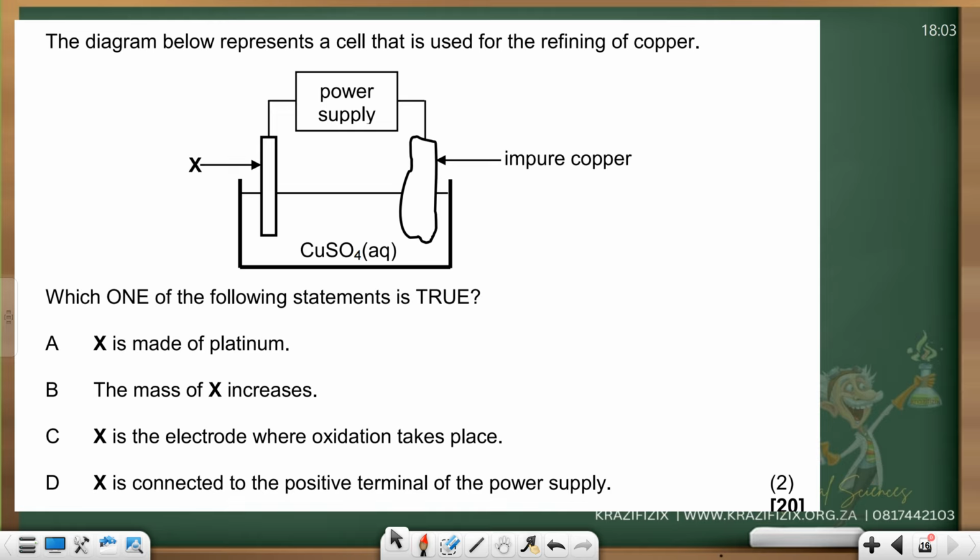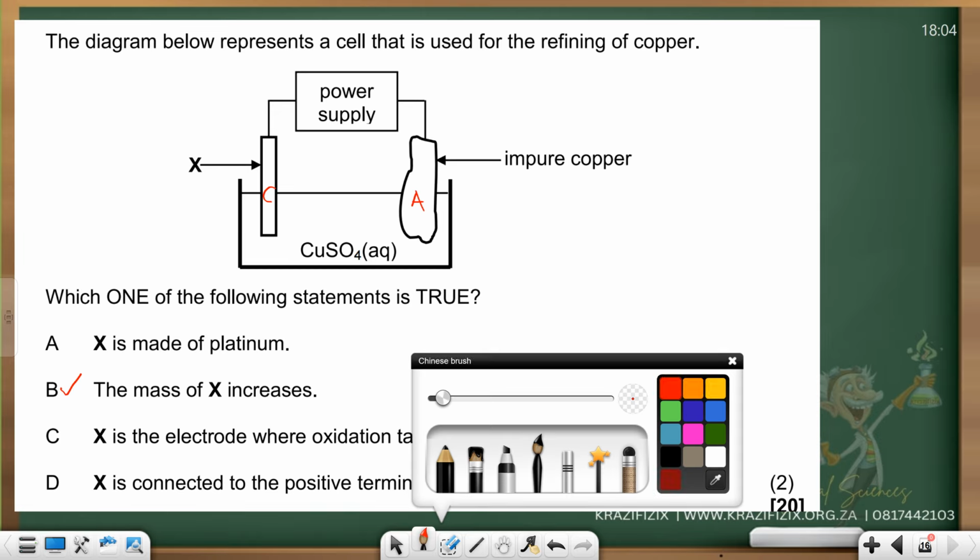C. Yes, what's your answer? B. What's your answer? Are you sure? Can you explain? I think we answered this. Impure copper should be the anode, and the pure one should be the cathode. And if it's the cathode, the mass what?